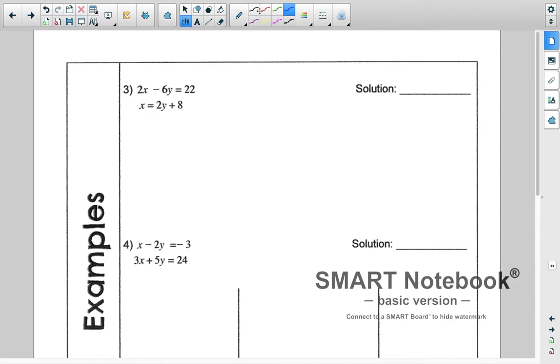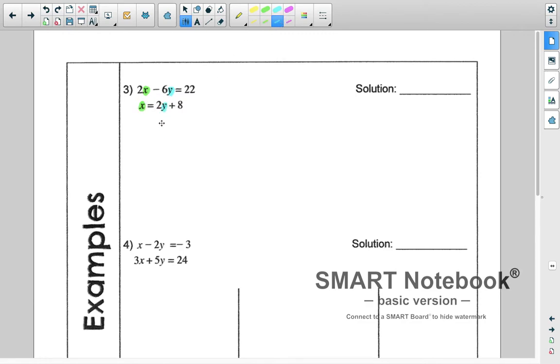All right, so number 3, we have 2x minus 6y equals 22. Okay, so we have 2x, nope, we're using blue for y, sorry. 2x minus 6y equals 22. And then we have x equals 2y plus 8.